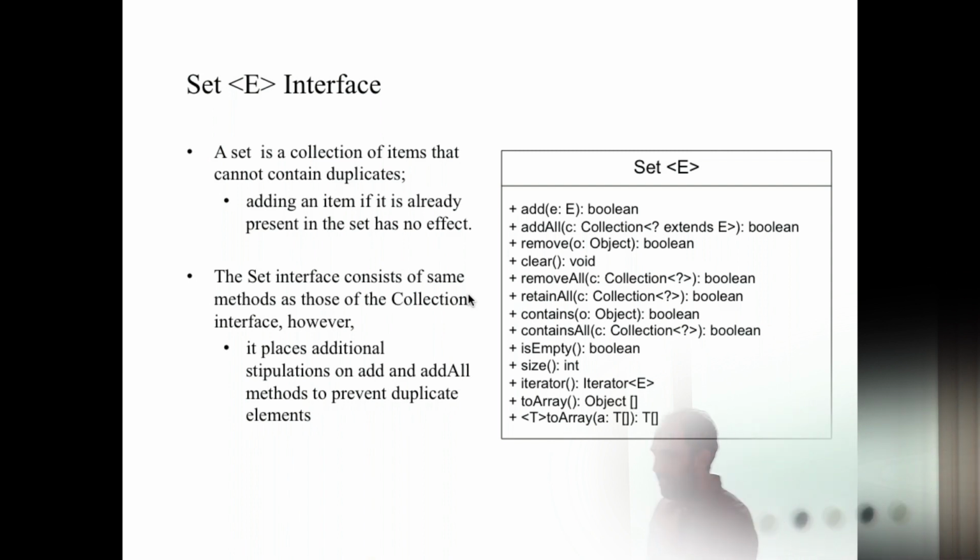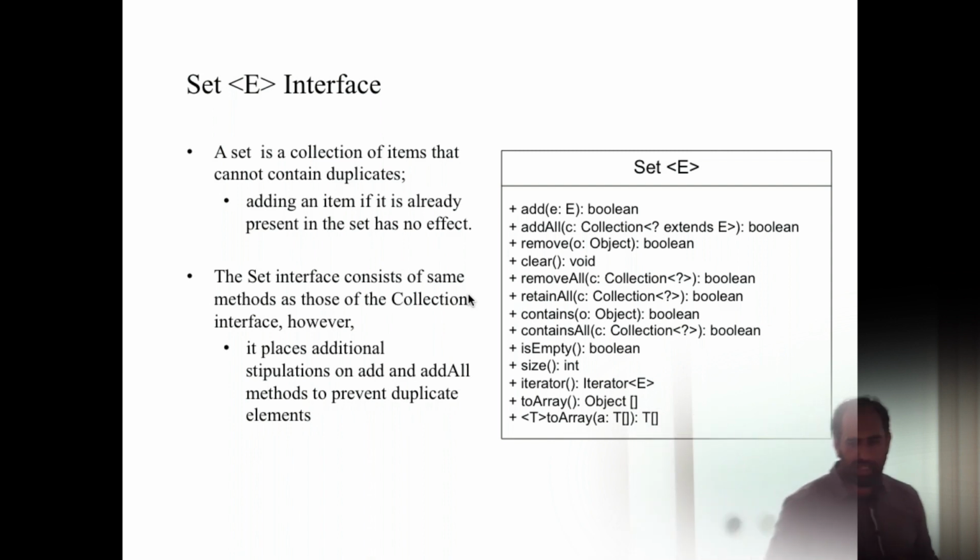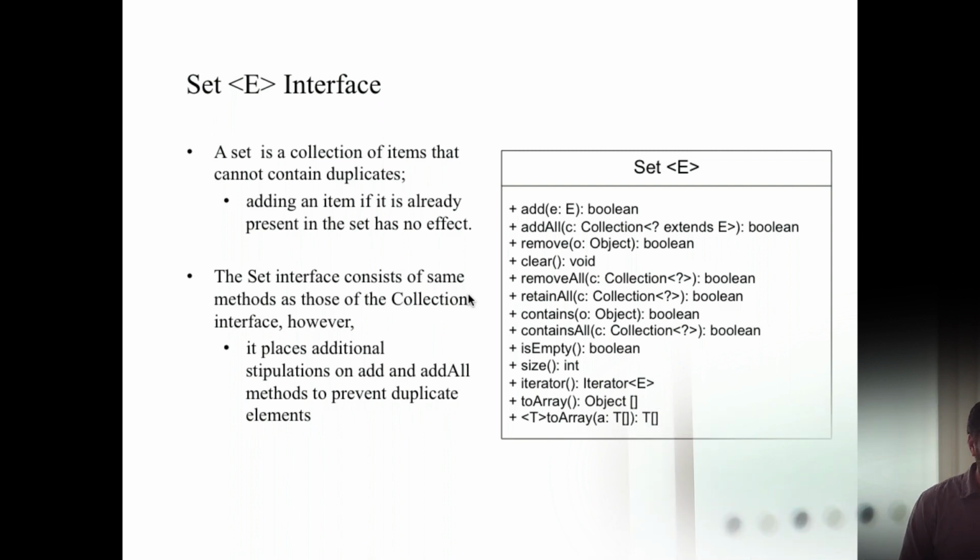In the list, there is always a sequence. So every element that you add will get some index, will have some position. But in the set, we don't have any position for the elements. We even don't know. But the advantage is that it allows you to have unique values.